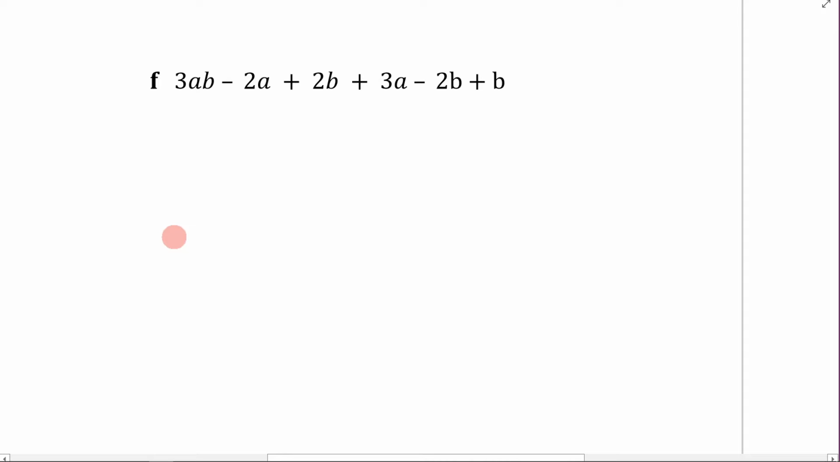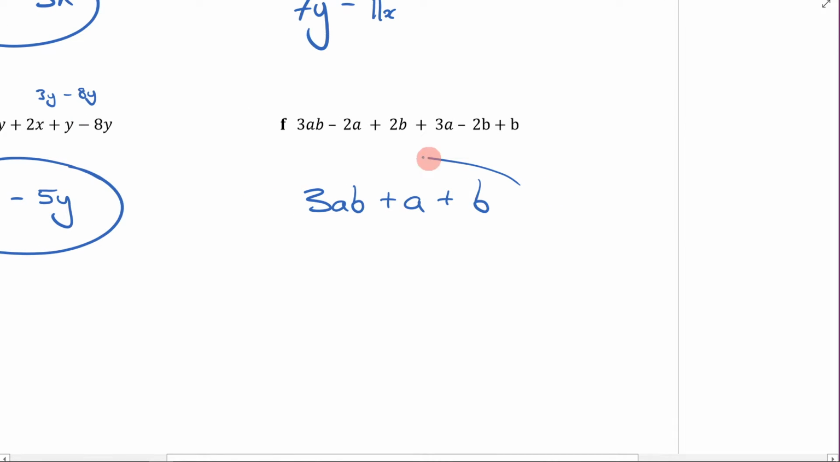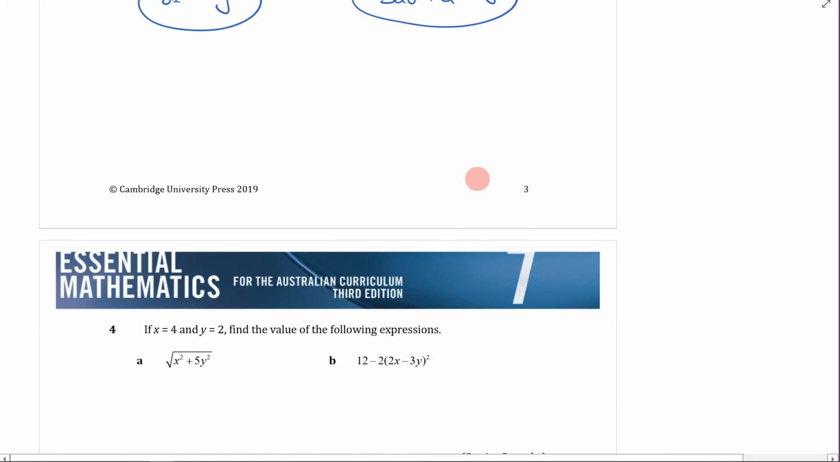This one, what is this going to be? Well, this 3ab is by itself. There are no other like terms for that. Then I have negative 2a plus 3a. That's going to become just plus a, because negative 2 plus 3 is just 1. And then I've got 2b minus 2b, so those cancel out, and then I've just got a plus b. And there's my answer. Hopefully you were successful with all of those. We continue.